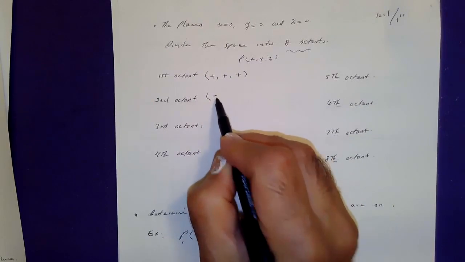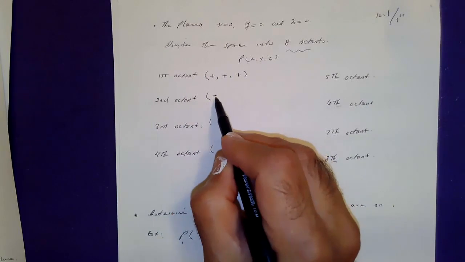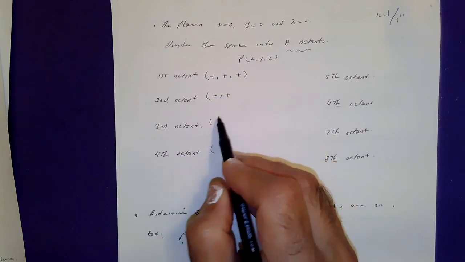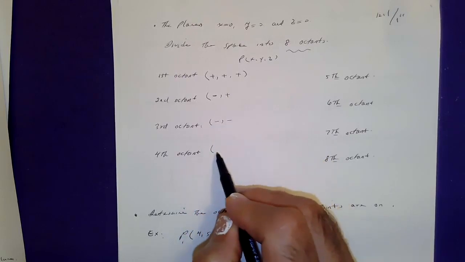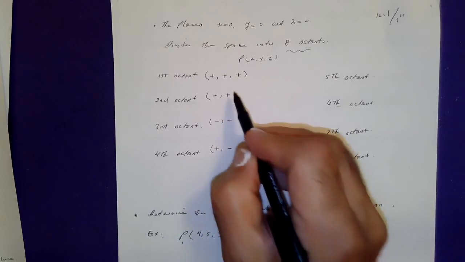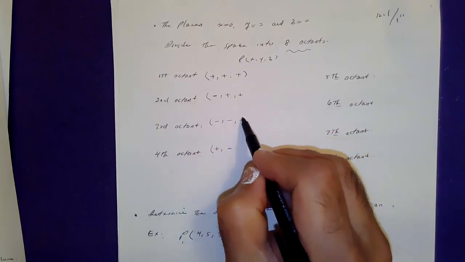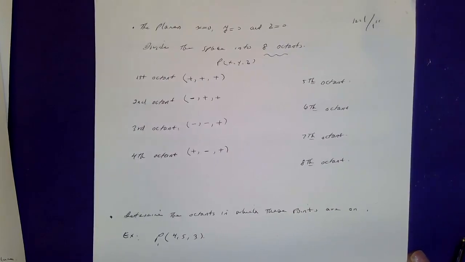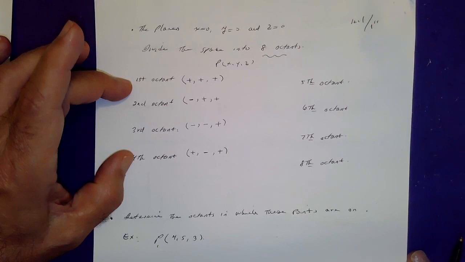You've got 2 dimensions. In the second quadrant, x is negative and y is positive. In the third quadrant, they both are negative. In the fourth quadrant, x is positive, y is negative. But in the first 4 octants, all the z components are positive. So remember, this is like the upstairs, the 4 rooms upstairs, correct?